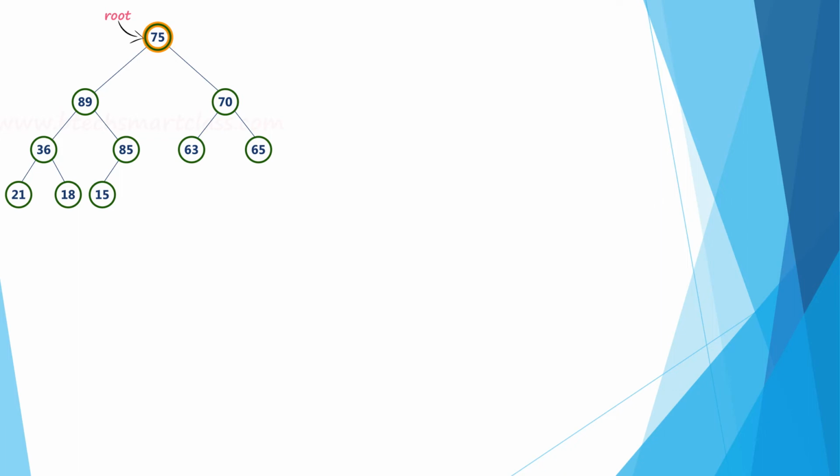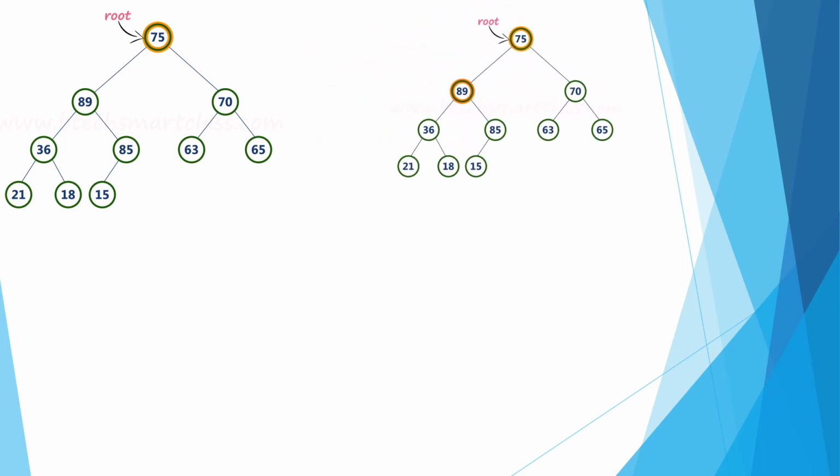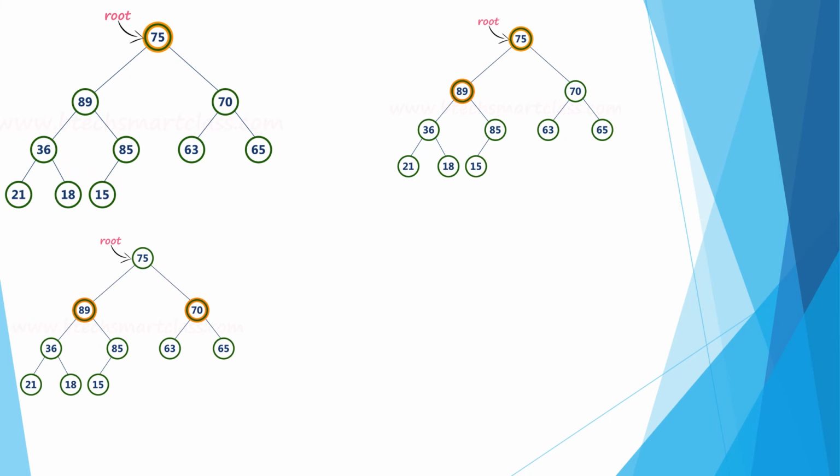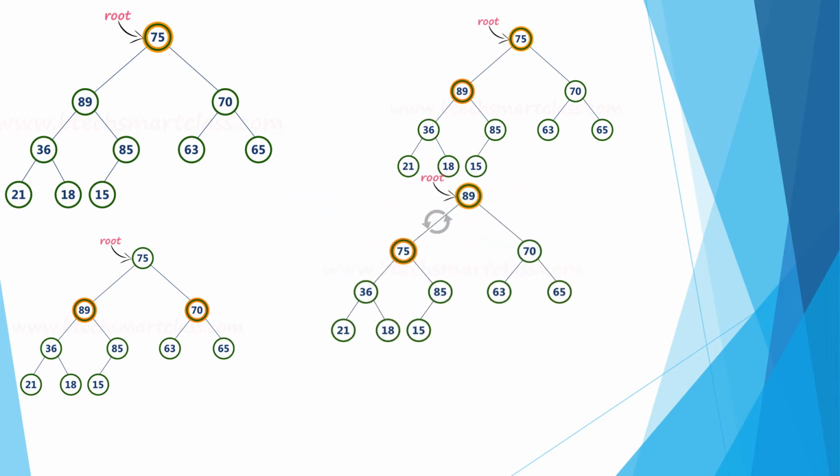Now we have to compare root node 75 with its left child 89. Here root value 75 is smaller than its left child value 89. So compare the left child 89 with its right sibling 70. Here left child value 89 is larger than its right sibling 70. So swap the root 75 with the left child 89.